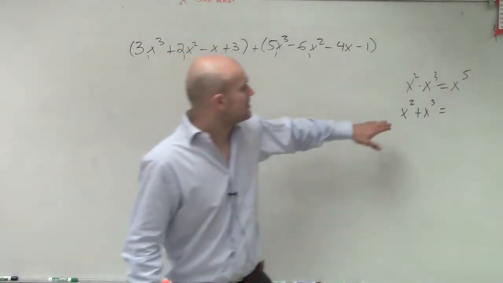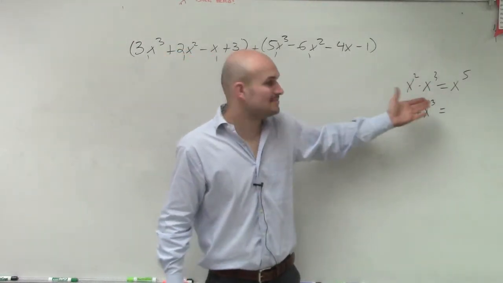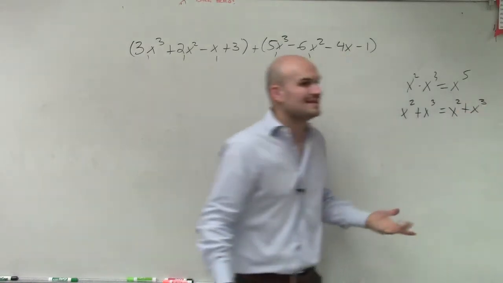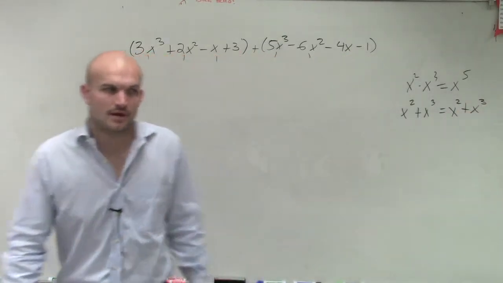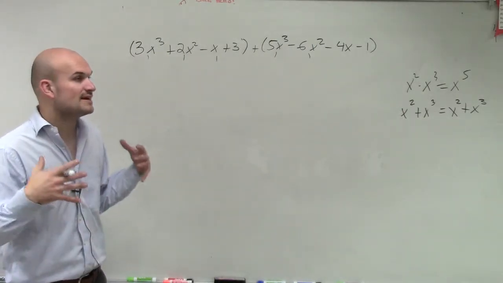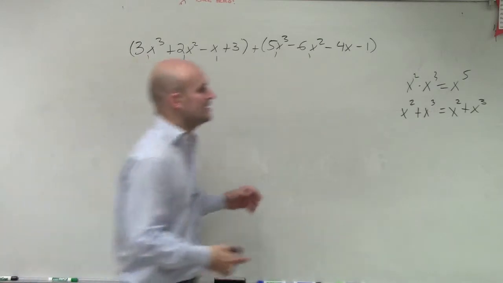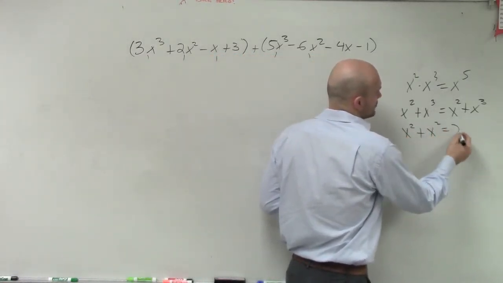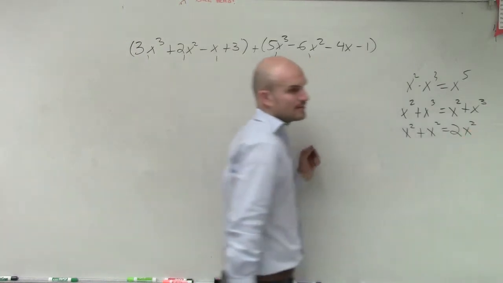So you have x squared plus x cubed. That just equals x squared plus x cubed. You can't combine that any further, unless they're both like x squared and x squared. As long as they have the same exponent, if you have x squared plus x squared, that equals 2x squared.